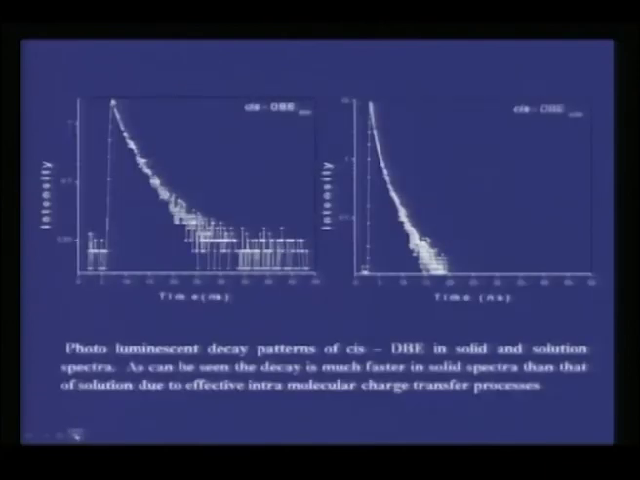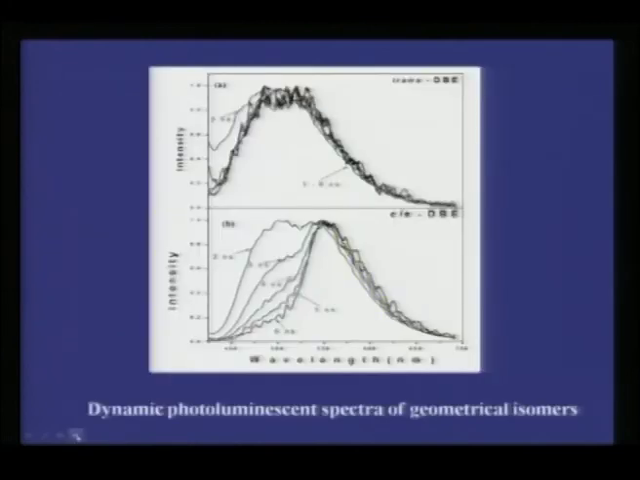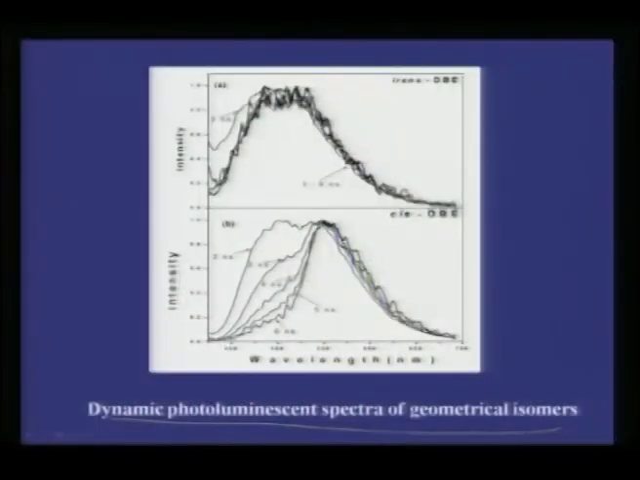You can actually try to translate, I will go to the next slide, this dynamic photoluminescent spectra of these geometrical isomers. What do you do? You shine light, you pump in light and excite the molecule, allow that to decay for the first few nanoseconds and keep on capturing the light that is coming out at different nanoseconds. So, you can essentially plot the emission for different nanoseconds, and you can also do that for cis dB.